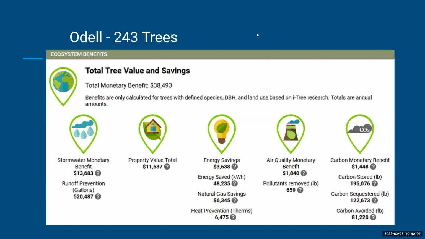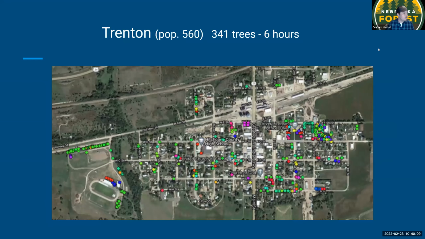Great, thanks. Yep. So kind of similar scale, Trenton, a little bit higher population, but we're still kind of below. Trenton's tree board consists of 2 people. Their population is 560. This is very typical. Rachel Allison went down. She spent about 3 hours one day collecting. And then I went down and I spent about 3 hours collecting. And between the 2 of us, we ended up doing 341 trees.